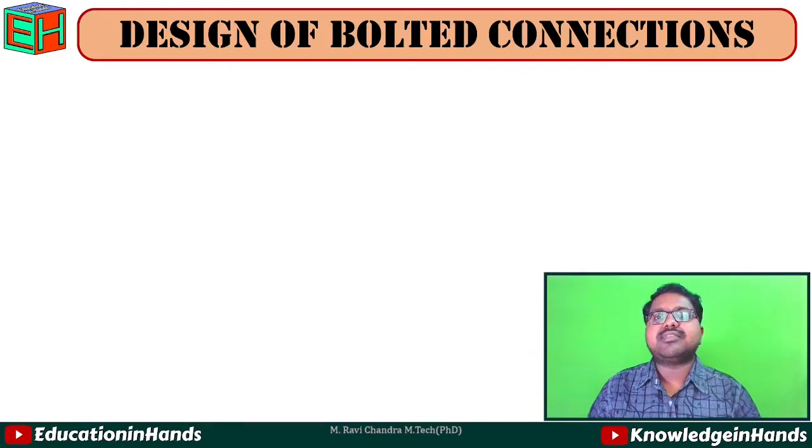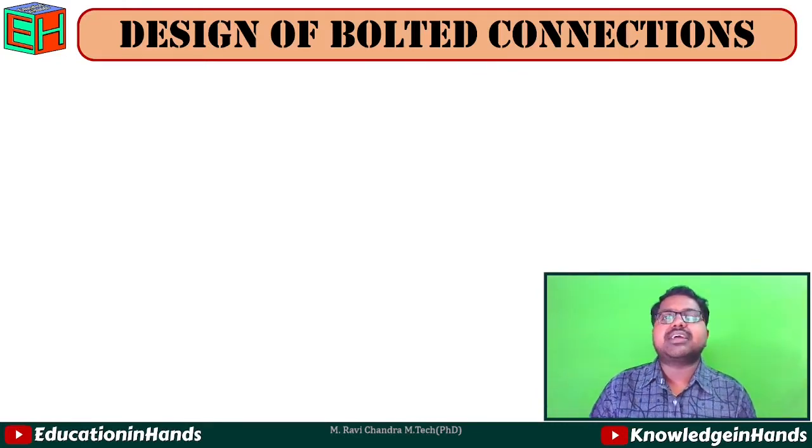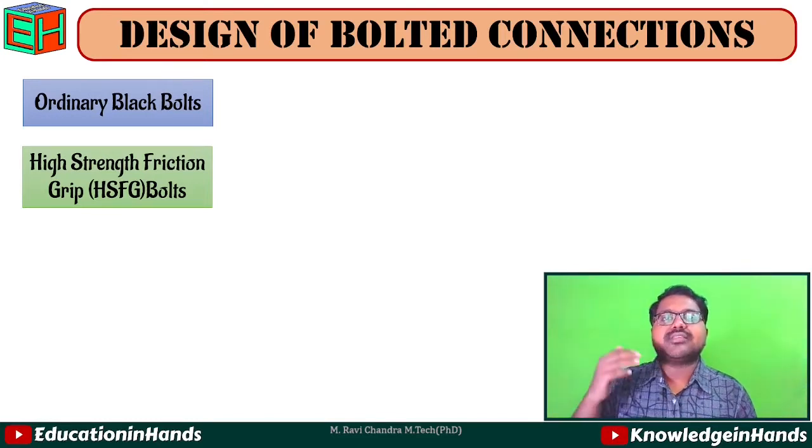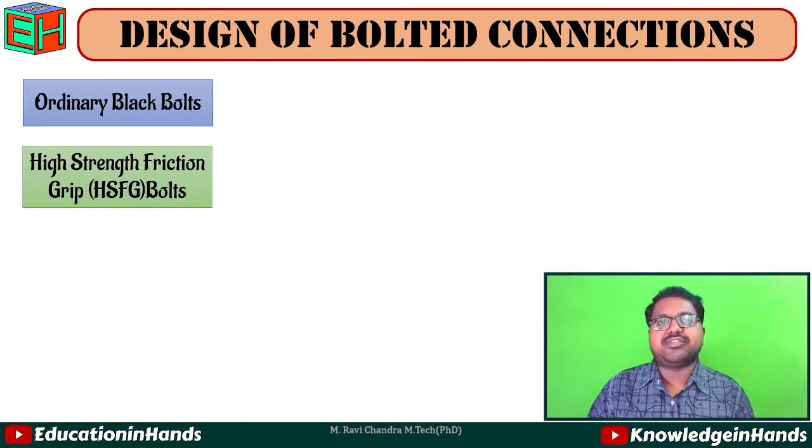After this, if we see the design of bolted connections, according to our Indian standards IS 800-2007, we have two types of bolted connections, that is for ordinary black bolts and second is for high strength friction grip bolts, which is nothing but HSFG bolts.